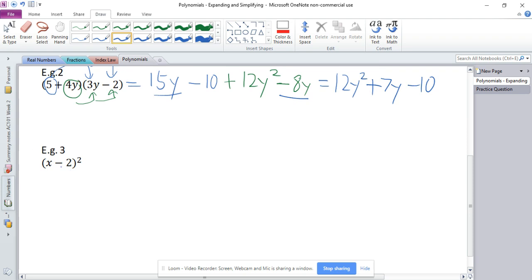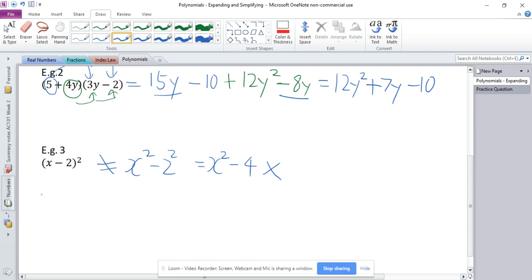x take 2, the whole thing, power of 2. Students will think, okay, that is something about the index law. So if I apply the last video's index law, that would equal to... but that is not correct. I'll show you why that is not correct in a second.